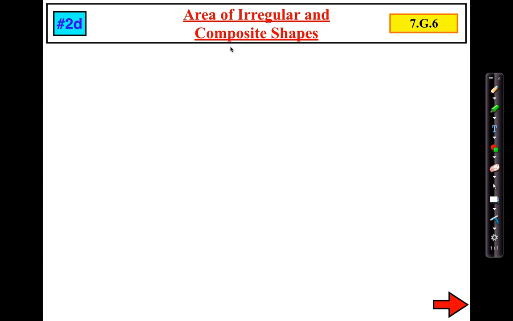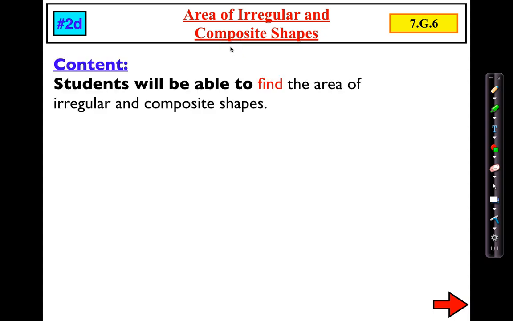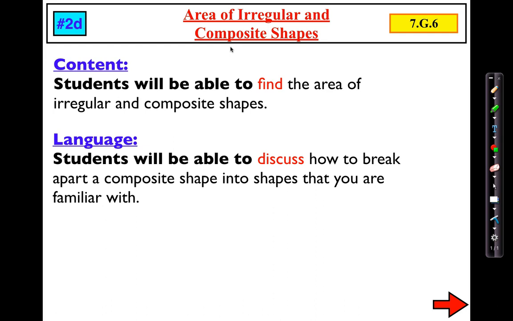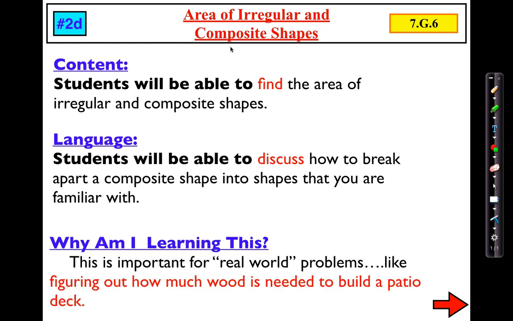Welcome back. Today we're going to be talking about the area of irregular and composite shapes. The content objective is students will be able to find the area of irregular and composite shapes. Language objective is students will be able to discuss how to break apart a composite shape into shapes that you are familiar with. Why am I learning this?